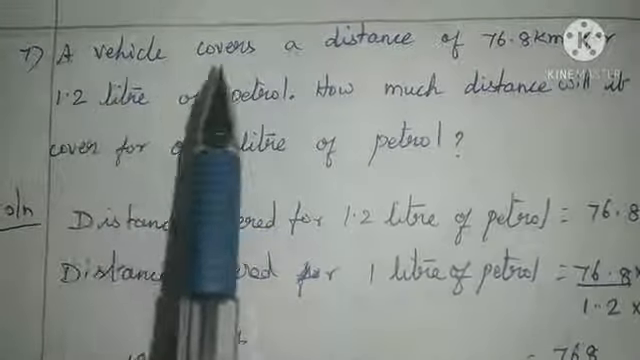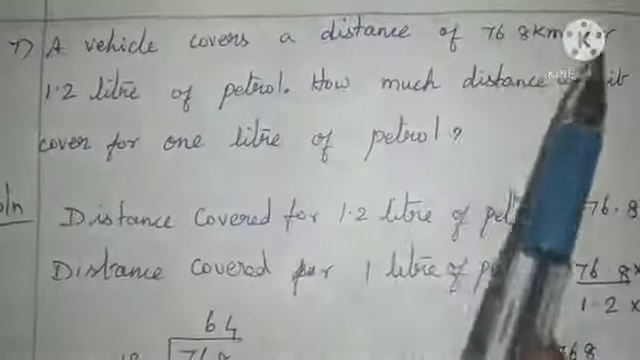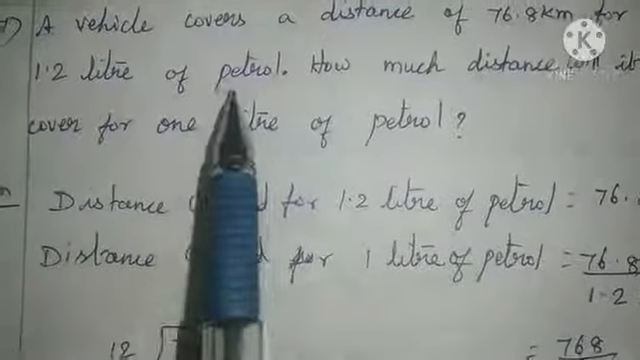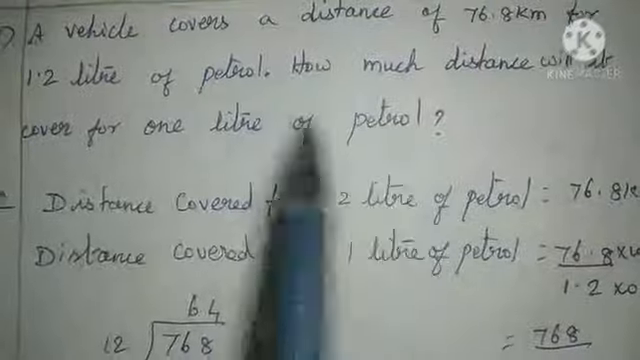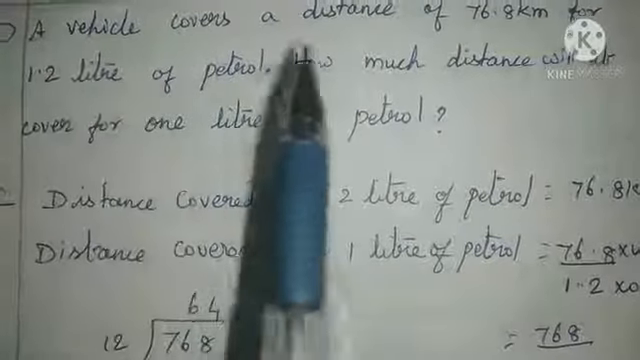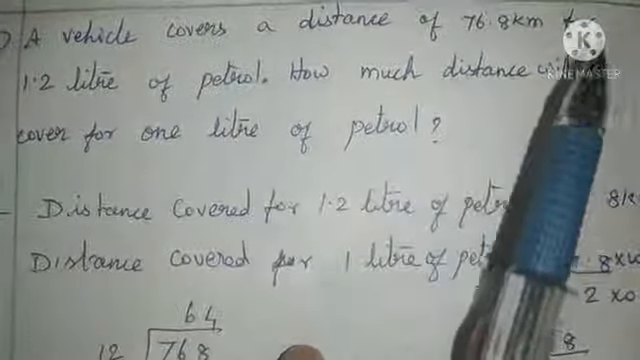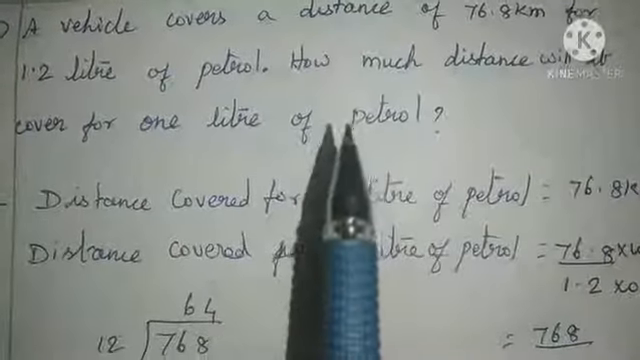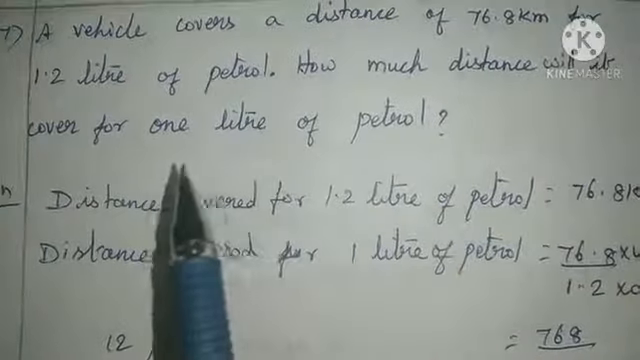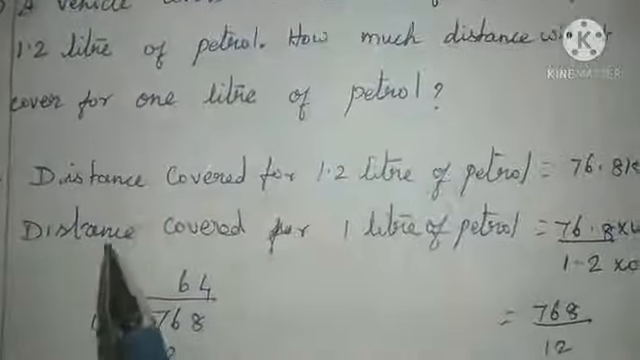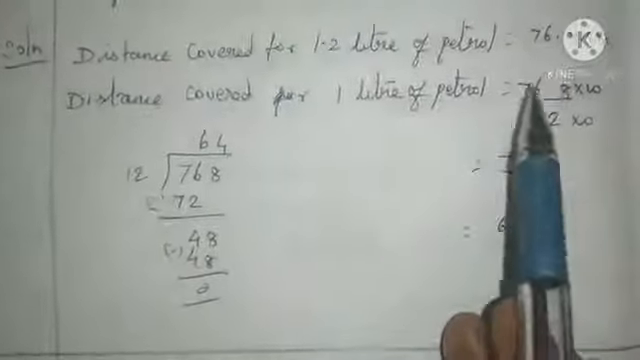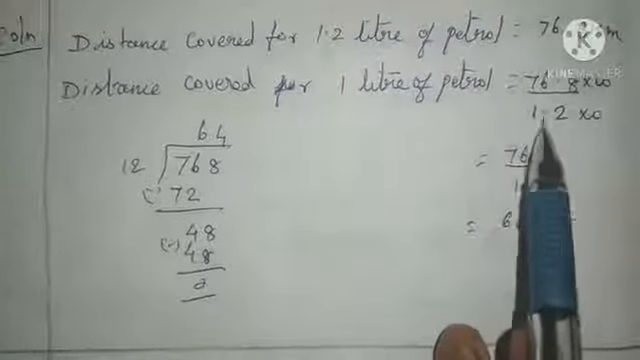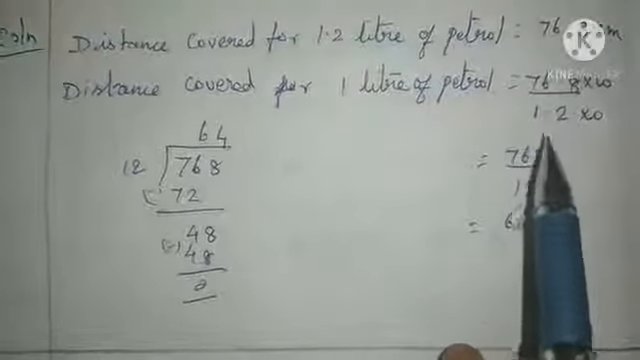Seventh sum, a vehicle covers a distance of 76.8 km for 1.2 liters of petrol. How much distance will it cover for 1 liter of petrol? For 1.2 liters of petrol, the distance covered is 76.8 km. You have to find out how many kilometers it will cover in 1 liter of petrol. That is, the distance covered for 1.2 liters of petrol is equal to 76.8 km. The distance covered for 1 liter of petrol is equal to 76.8 divided by 1.2. You have to divide it and write the answer.